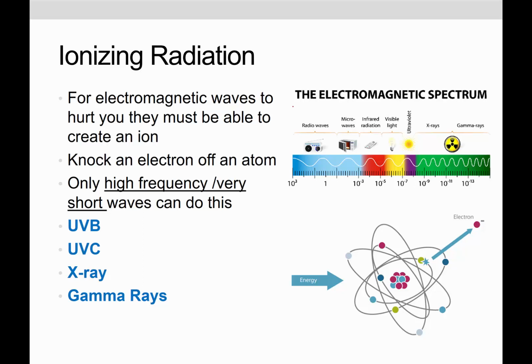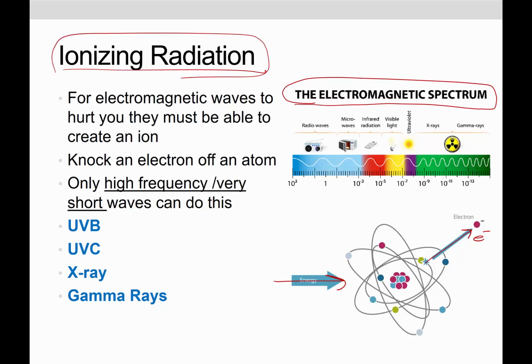In order for any one of these electromagnetic waves to hurt someone, they have to be ionizing radiation. Now, what do I mean by ionizing radiation? To make an ion, you've got to take an atom, and a burst of energy has to have enough energy to kick out an electron. If it has enough energy to make an electron leave, then it is ionizing radiation. So how much energy does that need to be?